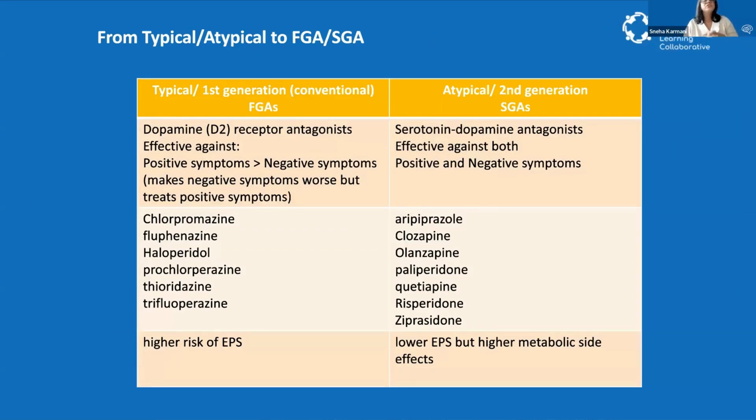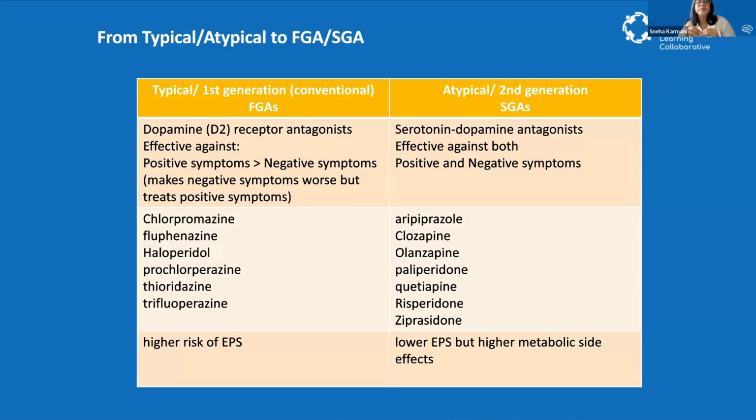So, the first generation are also called the typical antipsychotics or FGAs, and the second generation are also called atypical antipsychotics. The typicals are dopamine receptor antagonists, but the atypicals act on both serotonin and dopamine. Now, the typicals are more effective against positive symptoms, but they could produce a negative symptom state, or worsen negative symptoms, causing a host of side effects like bradykinesia or slowed movement, flattening of affect. They have a higher risk of EPS, which could mimic the negative syndrome of psychosis. Common examples are chlorpromazine, fluphenazine, haloperidol, prochlorperazine, thioridazine, trifluoperazine, all the zines and dols you can see here.